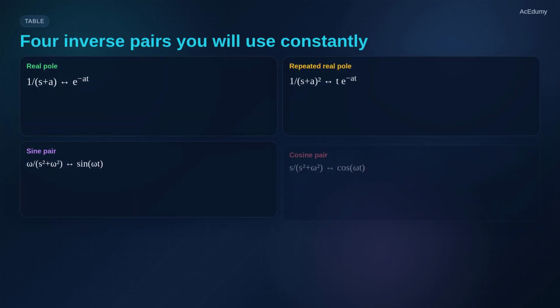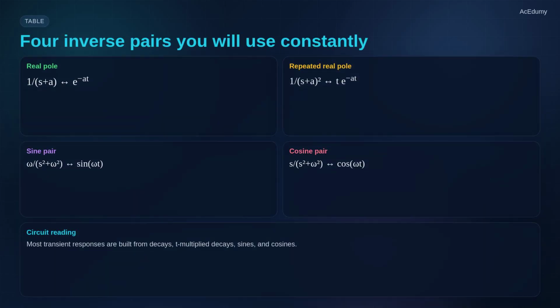Keep 4 inverse pairs in front of you. 1 over s plus a gives e to the minus at. 1 over s plus a squared gives t e to the minus at. Omega over s squared plus omega squared gives sine omega t. And s over s squared plus omega squared gives cosine omega t. Most transient circuit answers are combinations of exactly these shapes: decays, multiplied decays, sines, and cosines.